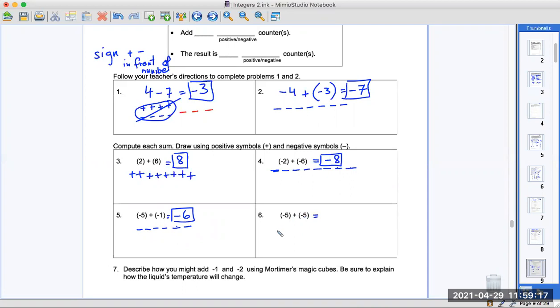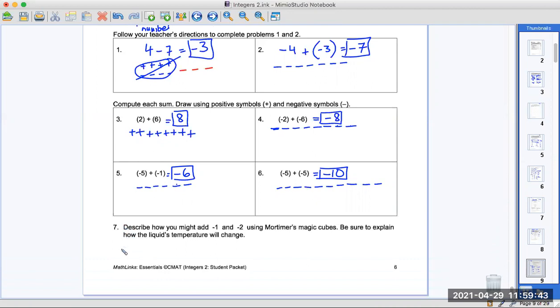-5 plus -5. 1, 2, 3, 4. There's your first -5. And then we're adding 5 more of these. 2, 3, 4, 5. 1, 2, 3, 4, 5, 6, 7, 8, 9, 10 negatives. 10 negatives. -10.